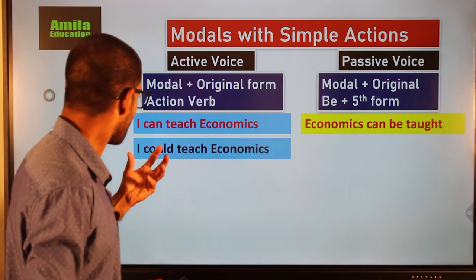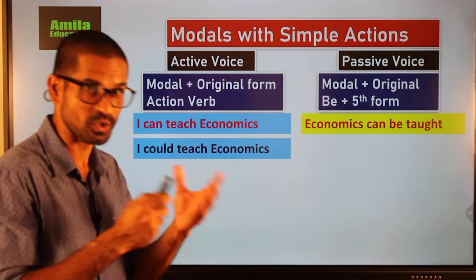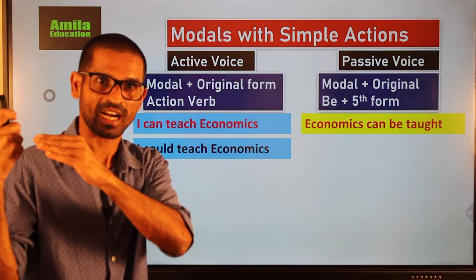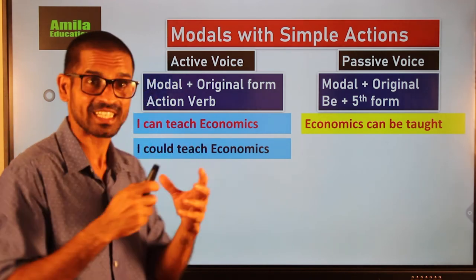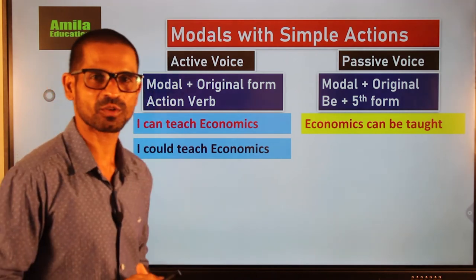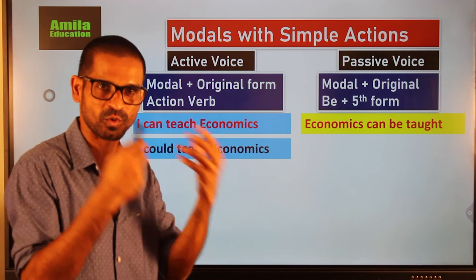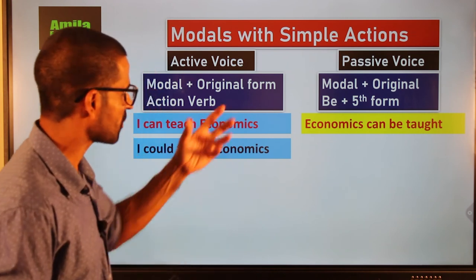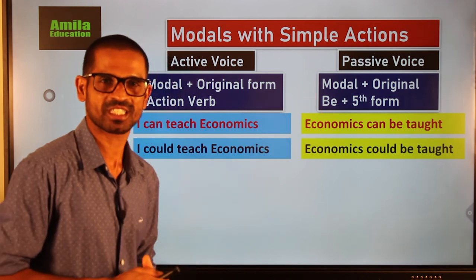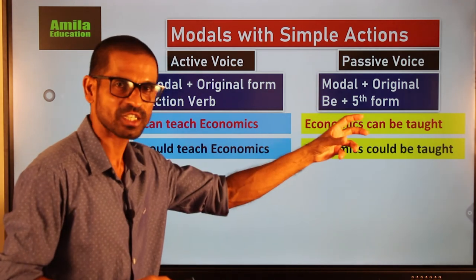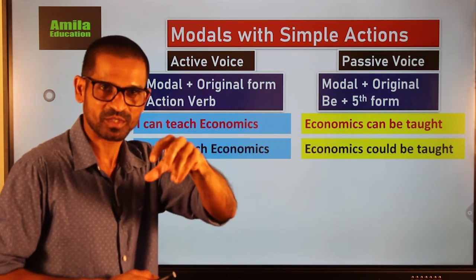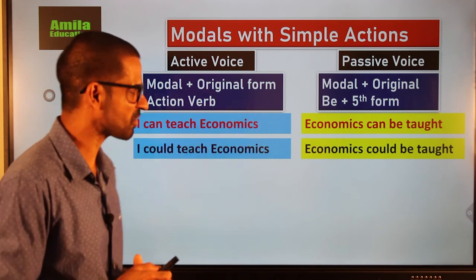Then I could teach economics. Could: past ability. That means I had the ability to teach economics. I could teach economics. Then how do you express it in passive voice? Economics could be taught. Economics could be taught. No doer. Subject consists of the affected person or thing.